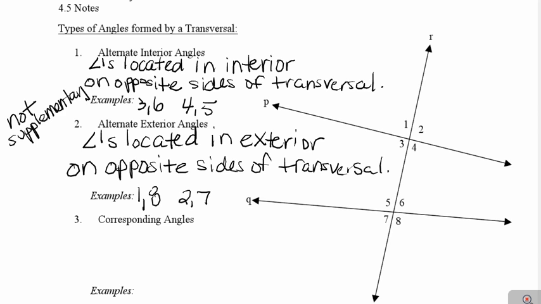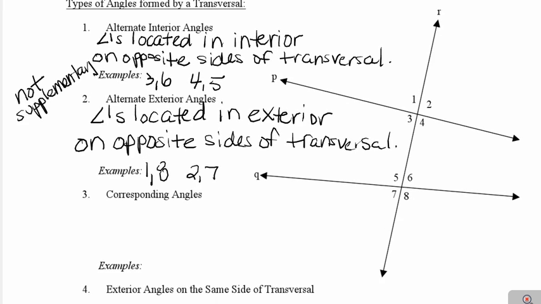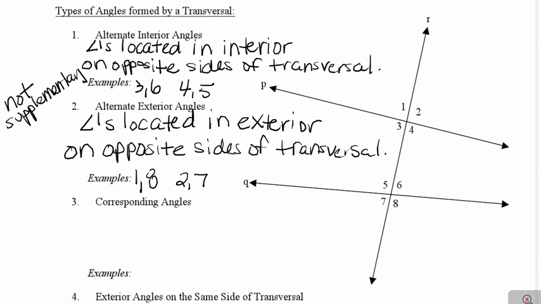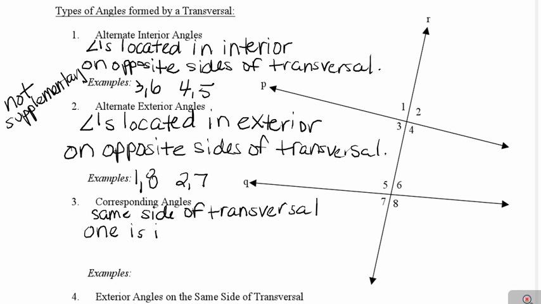Now, corresponding angles, sometimes students have a little bit of trouble identifying these or remembering what corresponding angles are. Corresponding angles, one is located on the interior and one is located in the exterior, but they are on the same side of the transversal. So they're located on the same side of the transversal, but one is on the interior and one is in the exterior. Again, they are not going to be a pair of supplementary angles.